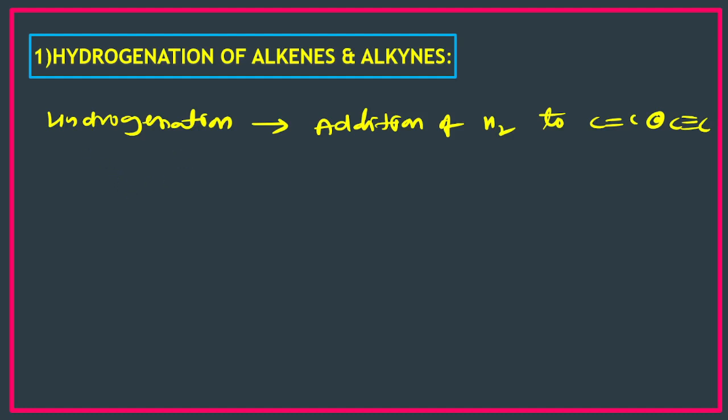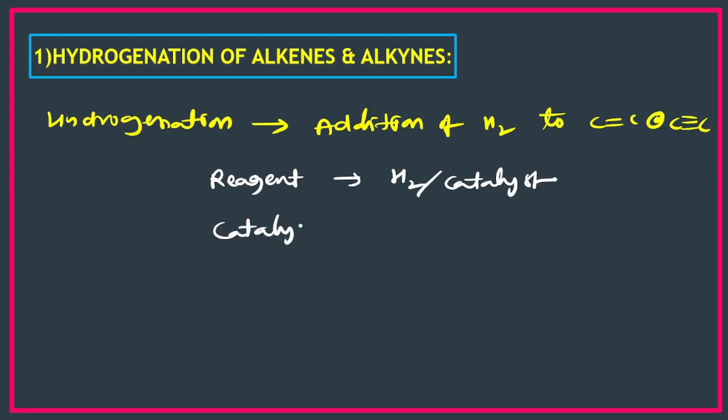Have a look at the reagent. Which reagent is used for hydrogenation? The reagent is H2 and a catalyst. What is the catalyst? The catalyst is nickel, platinum, or palladium metal.